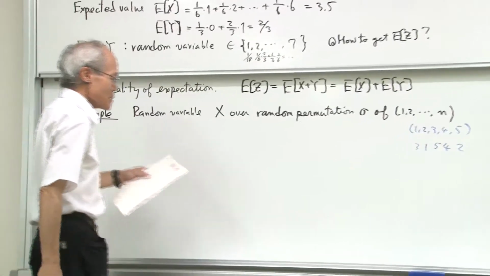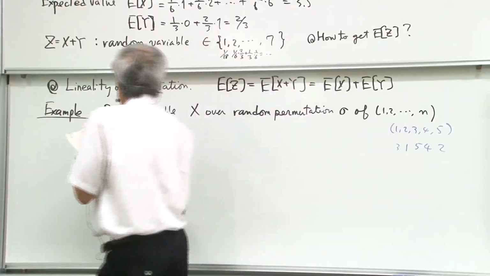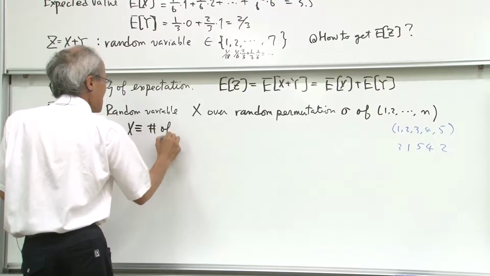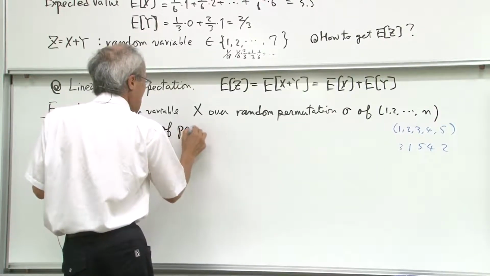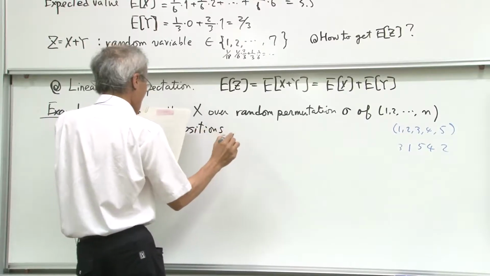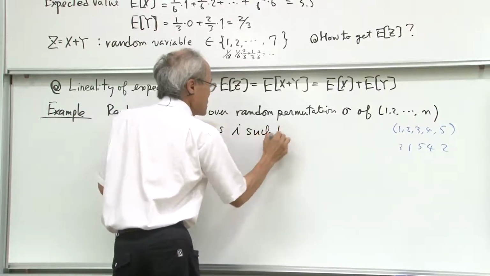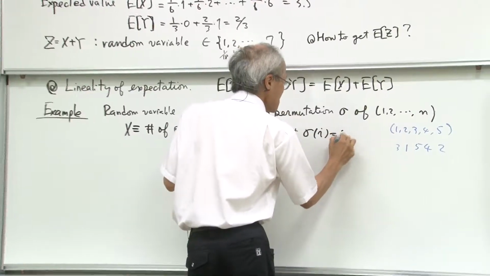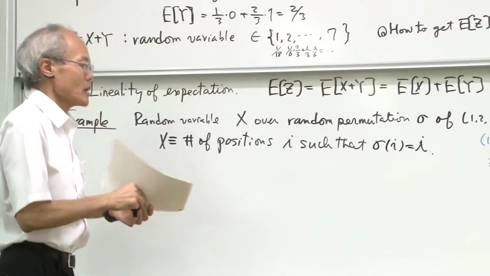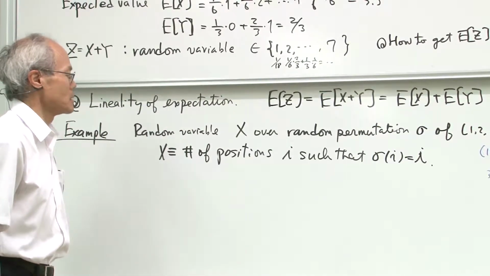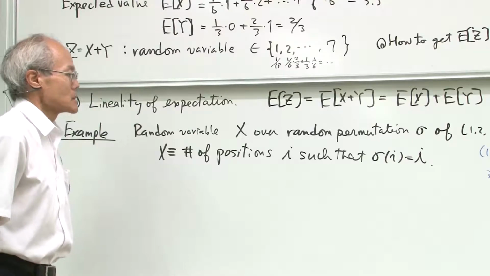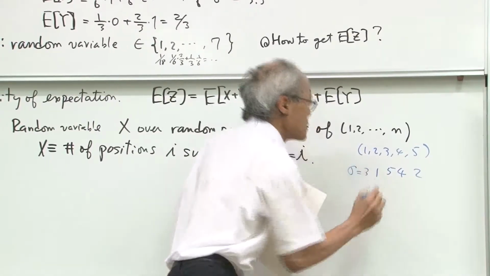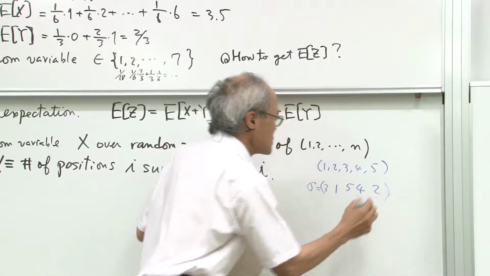So what is this x? This x is the number of positions i such that sigma i is equal to i. What does it mean? Okay, so this is one permutation.